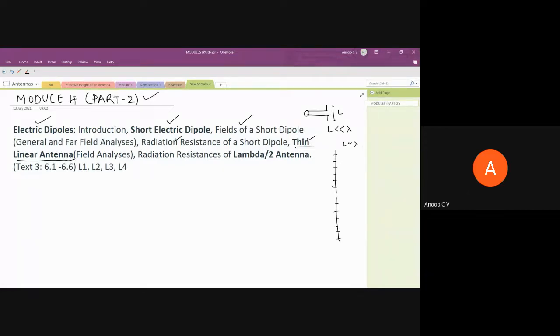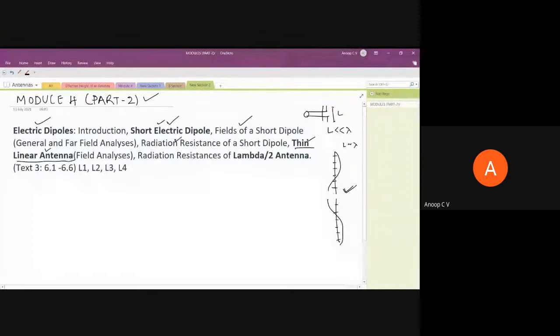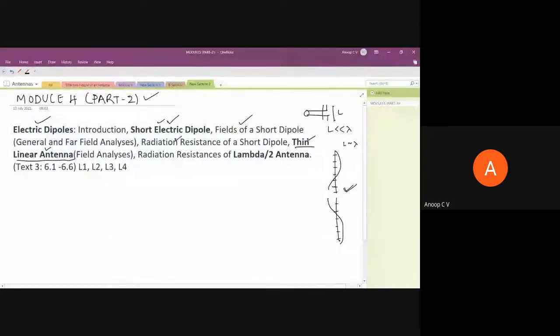So we'll start with short electric dipoles, then we'll move on to thin linear antennas. We won't be deriving the field expression as such for a thin linear antenna. Instead, for a short electric dipole, along the length of the dipole the current is constant, a uniform current distribution. Whereas for a thin linear antenna, the current distribution will be sinusoidal. I will be discussing how the current is distributed as a function of length. Later you can consider it as very small antennas and apply the same thing we have done for the short electric dipole.